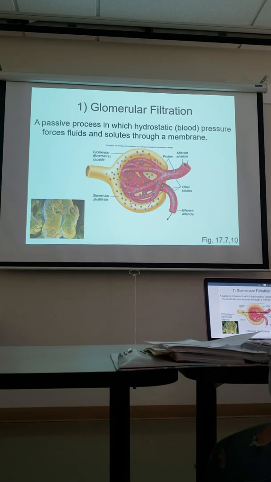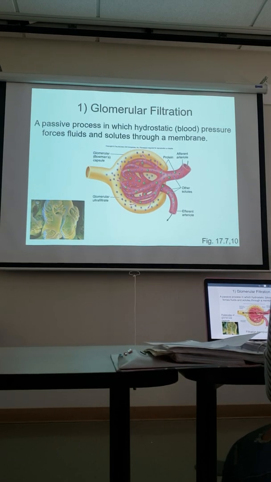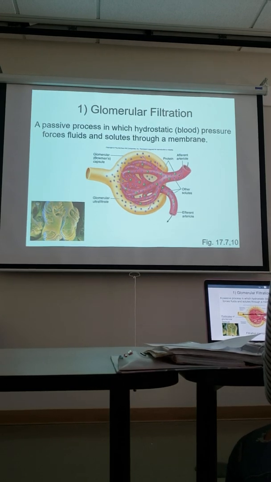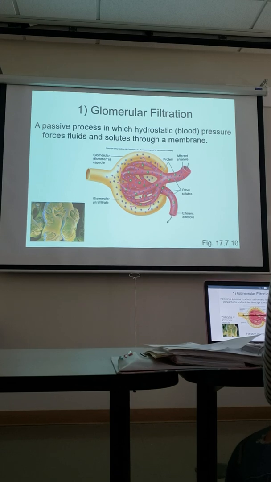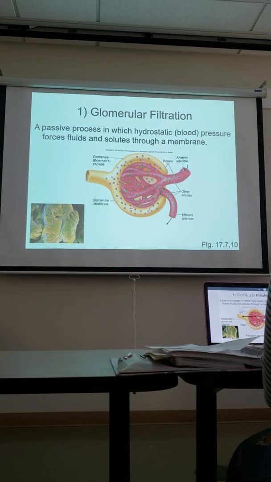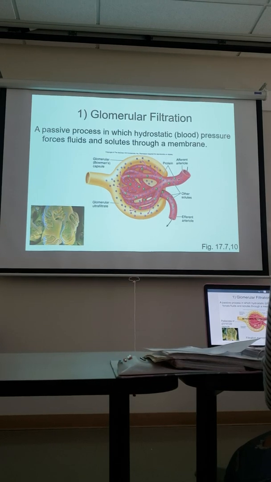In this case, the cup would be this glomerular capsule in yellow, capturing everything that gets pushed through. Right? Now, if you use that analogy of a coffee filter, what should get captured in the coffee filter? What are you supposed to get in the coffee filter? Grounds. Why did the grounds get caught in the coffee filter? Why do they not go through?